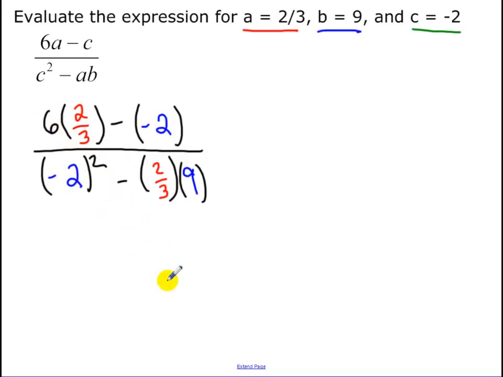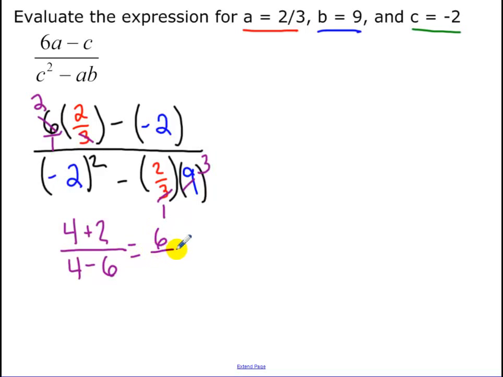So we go through and we simplify. 6 times 2/3. Remember, that's like saying 6 over 1. The 6 and the 3 can cancel to become a 2, so I have a 4 minus a negative 2 on top. -2 squared is 4. The 3 and the 9 cancel to be 3. So I have 4 minus 6. So I have 6 over a -2, which is going to simplify to be -3.